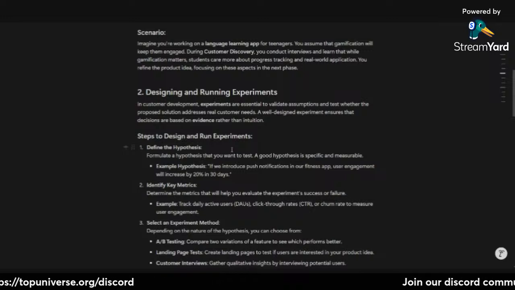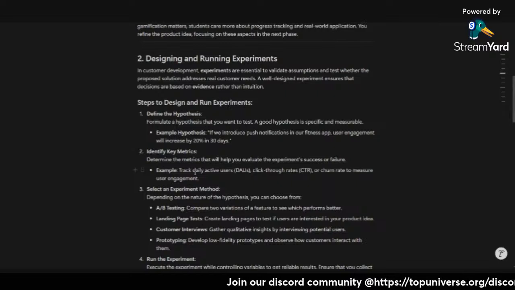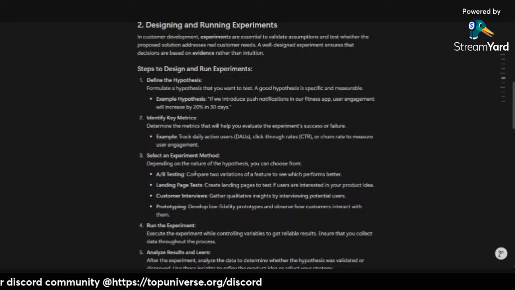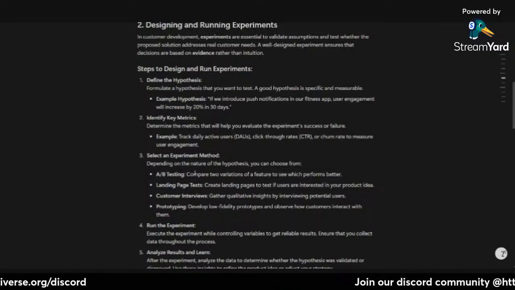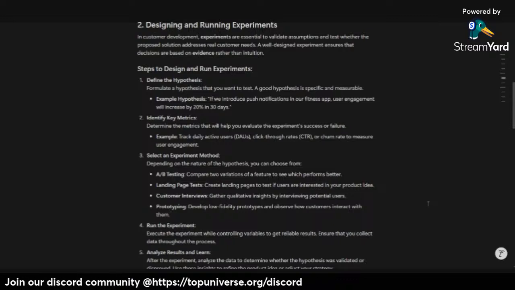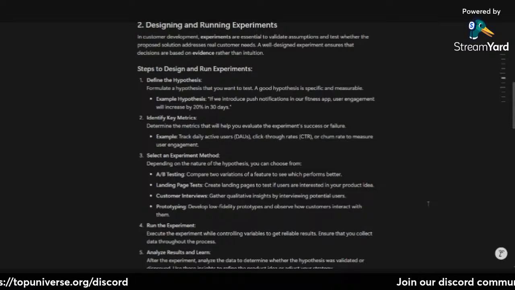So here are some steps to design and run experiments. First, you have to define the hypothesis. You have to formulate a hypothesis that you want to test. A good hypothesis is specific and measurable. So here's an example: if we introduce push notification into our fitness app, user engagement will increase by 20% in 30 days. Now, this is a good example because you've been able to place a scale on the outcome, and of course you are also able to place a duration, by the time you run this experiment.